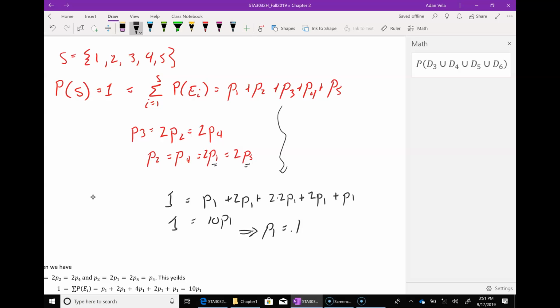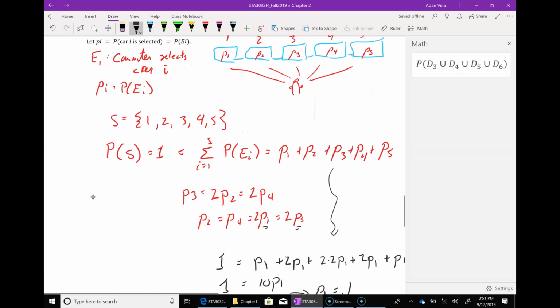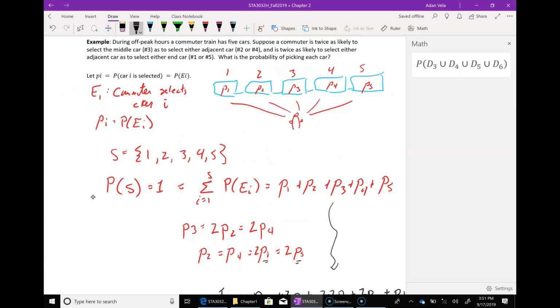Again, this was all done using the concept of simple events to define some compound event, which in fact spans our whole sample space.